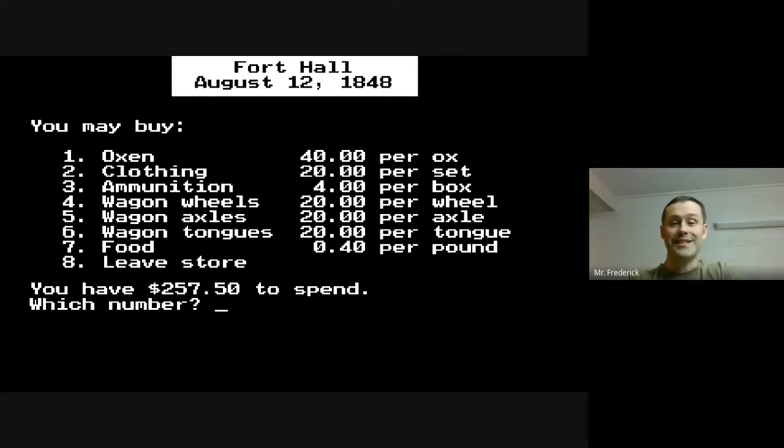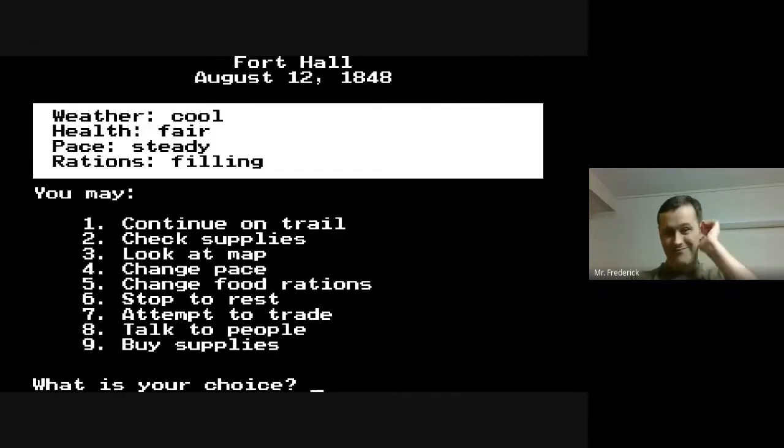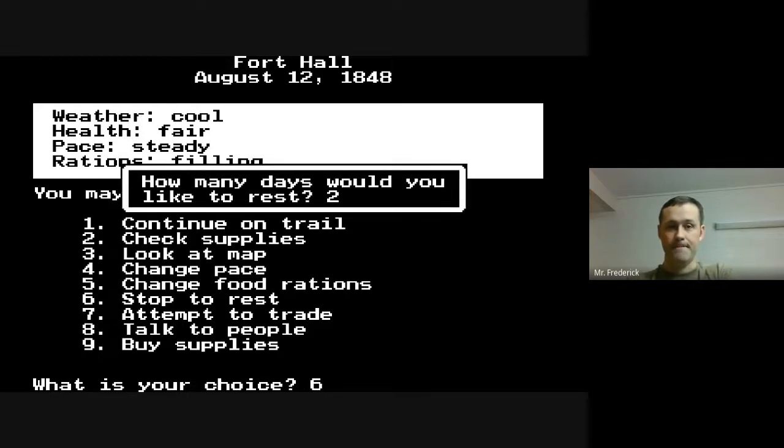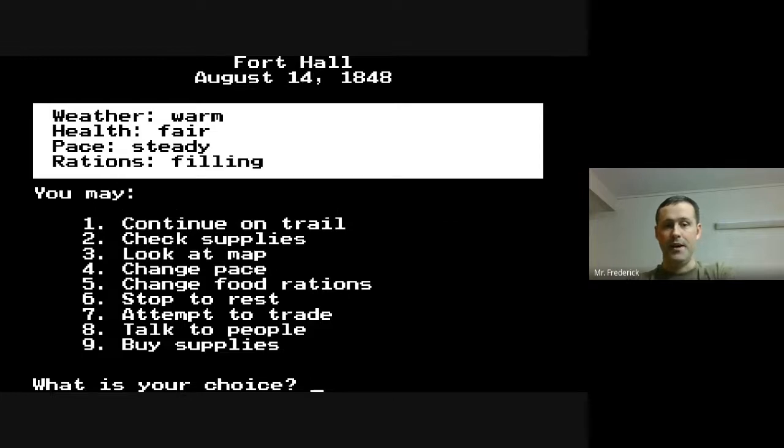Food is now 40 cents a pound. I'm going to buy food, and I'm going to buy 100 pounds just to give me a little bit of a buffer. That was $40. I think I'm going to leave the store and maybe stop to rest a little bit because my health is still fair. I'm going to try to wait 2 days. All right, I'm going to buy a little more food.